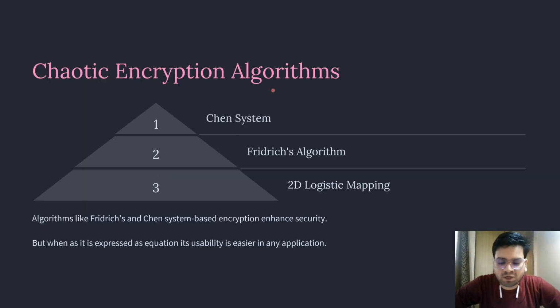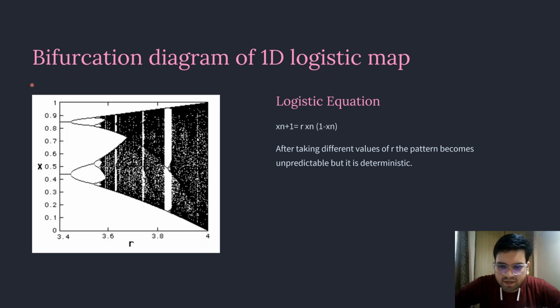There are different chaotic encryption algorithms such as the Chen system, Fridrich's algorithm, and 2D logistic mapping. Algorithms like Fridrich and Chen system based encryption enhance security, and when expressed as an equation, its usability is easier in an application. We can see the bifurcation diagram of the 1D logistic map in this figure. While we are varying the r value in this equation, we are getting patterns which become unpredictable, but it is deterministic because we can find the values of x by using this x n plus 1 equation.